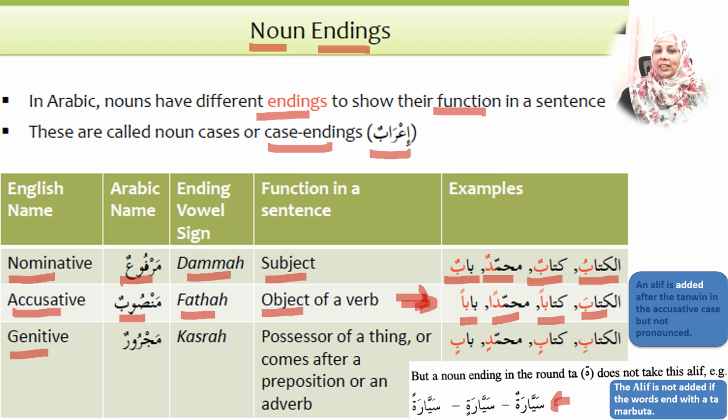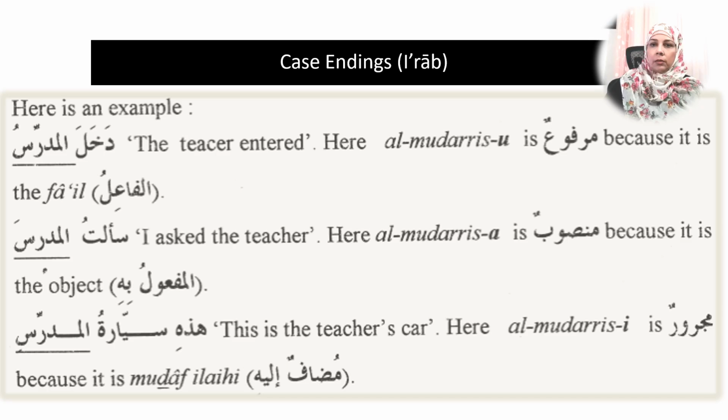We have seen the genitive case, which is called majrurun in Arabic, ending with a kasra. We have seen how this can happen if there is a preposition that precedes the noun. There are other cases where a noun can be majrur. Inshallah, we will study those in future lessons. So today we are summarizing what you have learned in the last few lessons on case endings, i'rab. Let's refresh your memory with some examples.